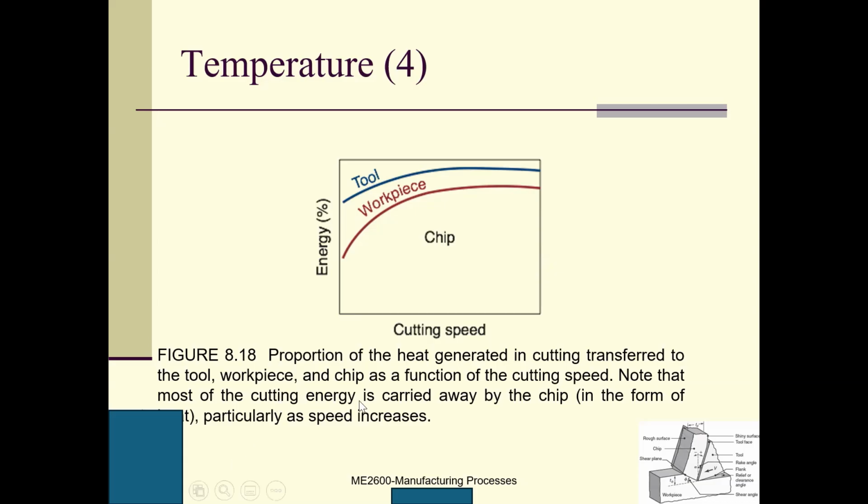Know that most of the cutting energy is carried away by the chip. You can see the color of the chip is totally different from the given raw material. Have you ever noticed that the chip is sometimes very dark? Sometimes we can see a kind of oxide there. In addition to the color, the microstructure also changes. There is alteration of the microstructure because of the high temperature.